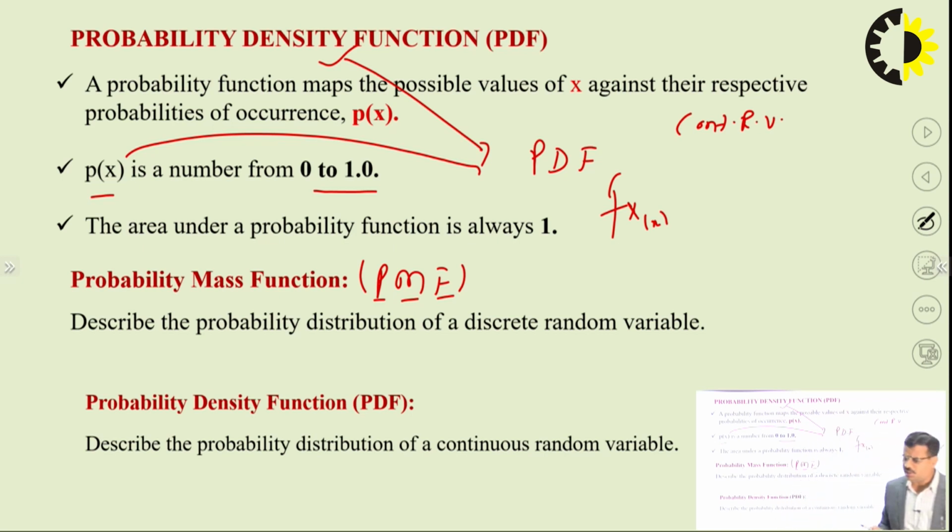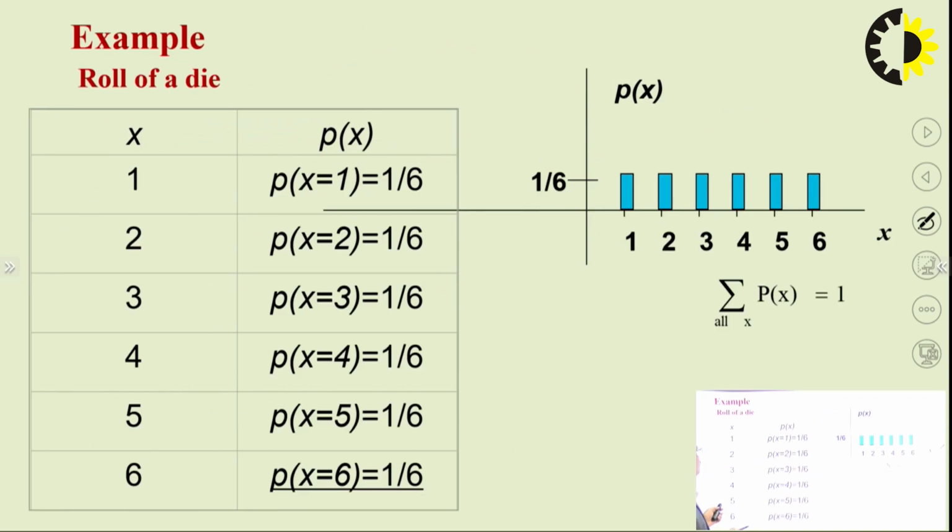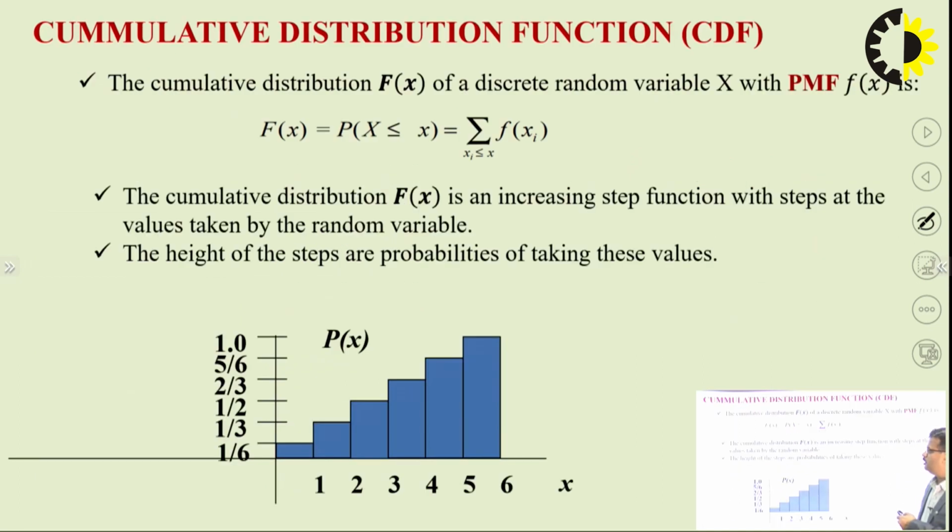And for a discrete random variable, it is known as PMF. PMF means what? Probability mass function. Now, you can understand from this example. For rolling a die from 1 to 6, all outcomes have the probability of 1 by 6. If you sum up the probabilities of all these 6 outcomes, it will be equal to 1. Okay. So, this is our probability function.